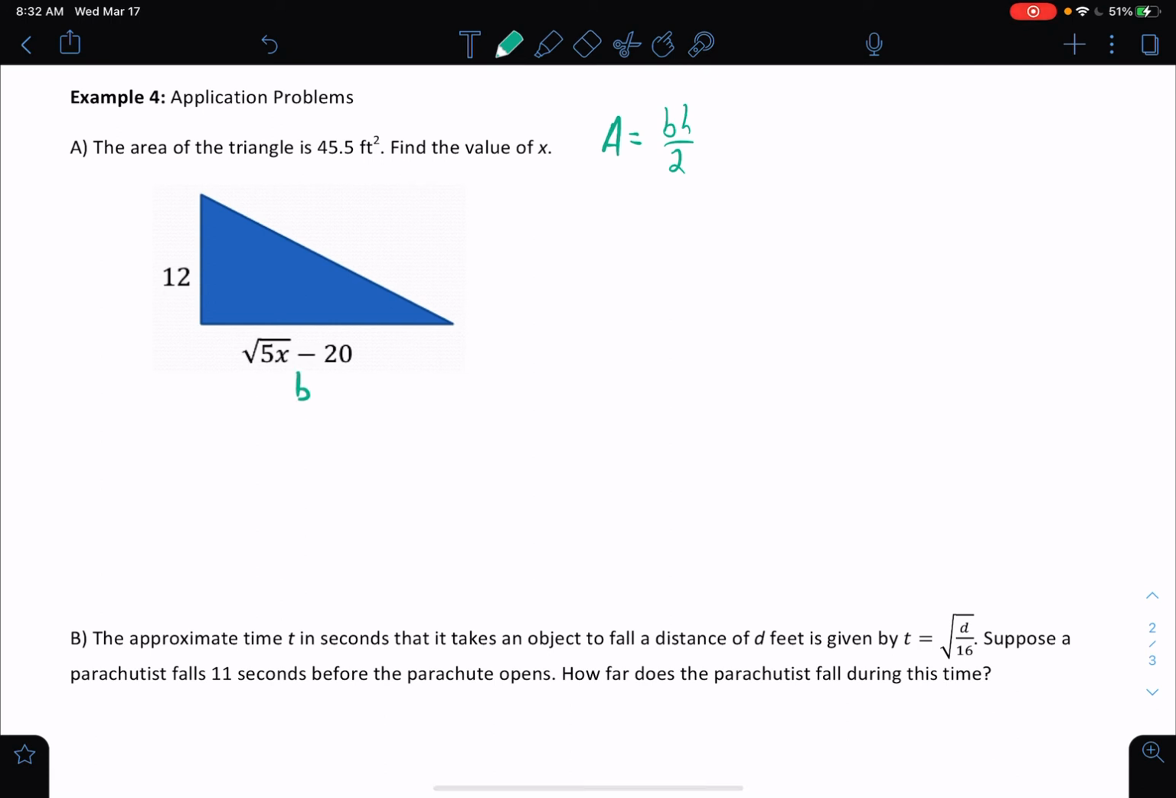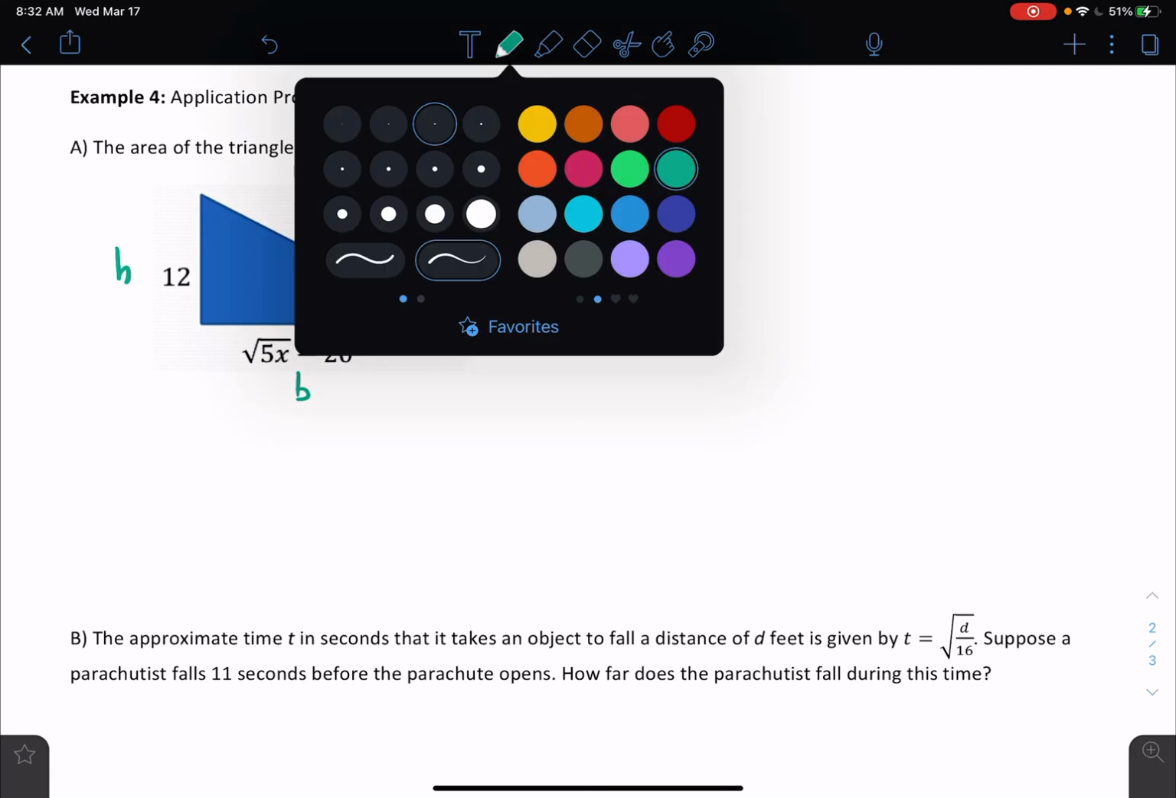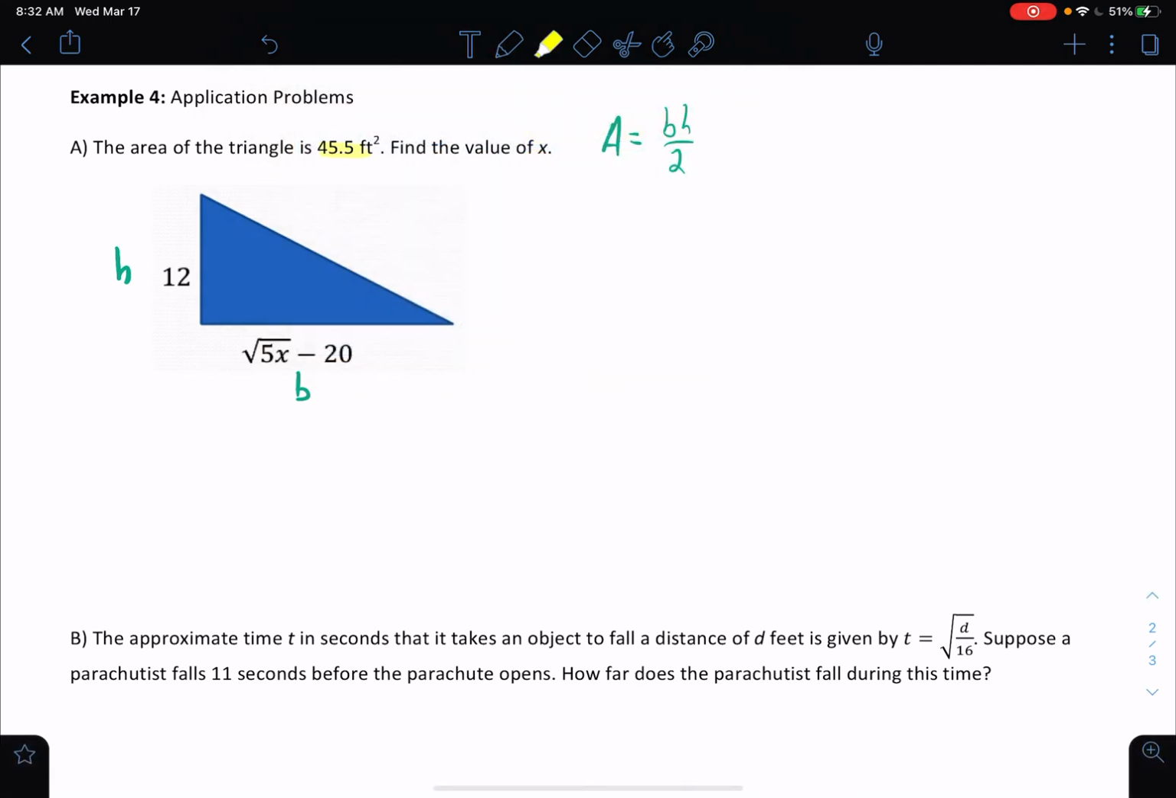So we've got the base here and we've got the height. So we just need to plug in what we know into our formula. So what do we know the area of the triangle is? The area is 45.5 feet squared. So this is the area, so it's going to plug in for A. What do we know the base is? The base is the square root of 5x minus 20. And the height is 12. And this is divided by 2. So we've set this up.